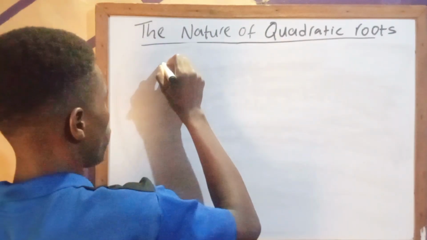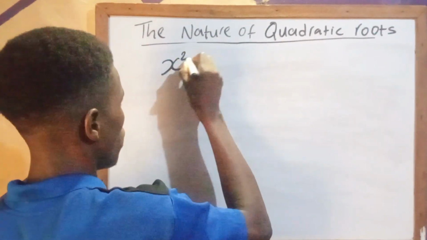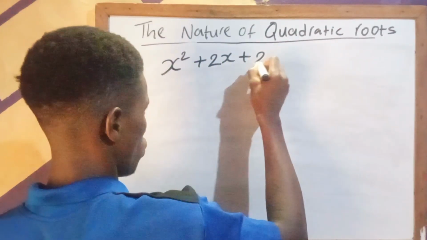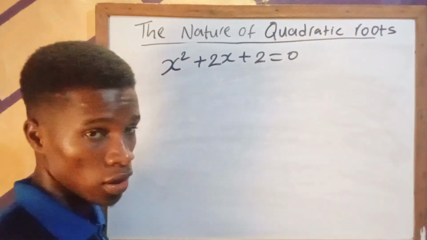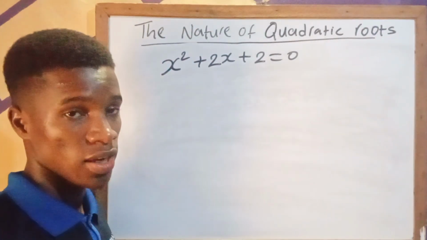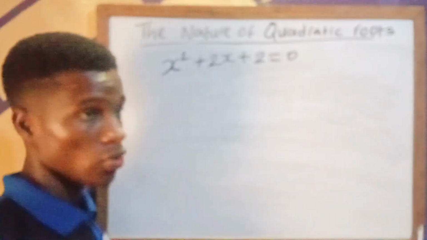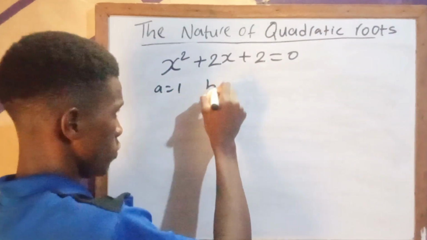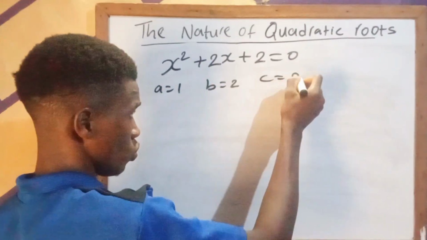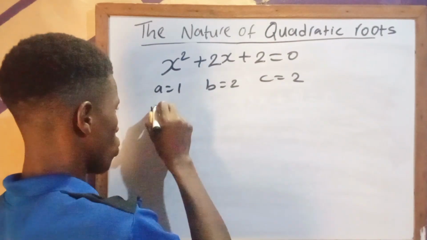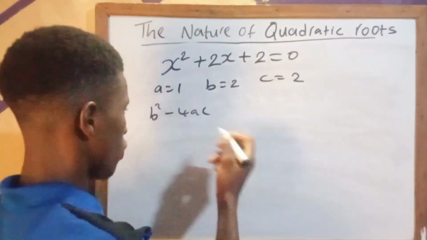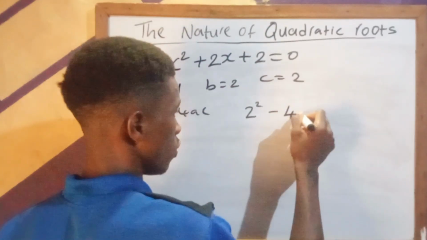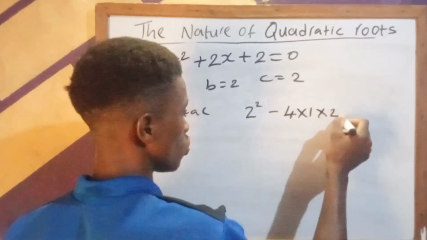Let's look at this particular problem. x squared plus 2x plus 2 equal to 0. Let's first of all check the discriminant of this quadratic equation. The discriminant: a is 1, b is equal to 2, c is equal to 2. So if we say b squared minus 4ac, what do we have? b squared is 2 squared minus 4 times 1 times 2.